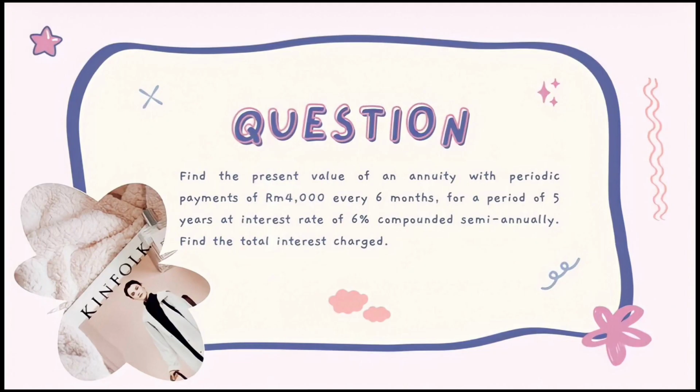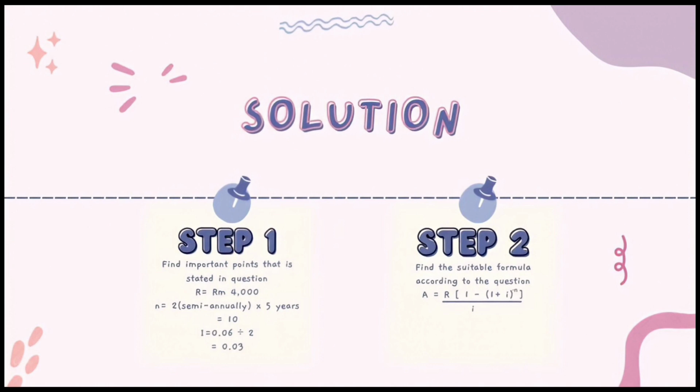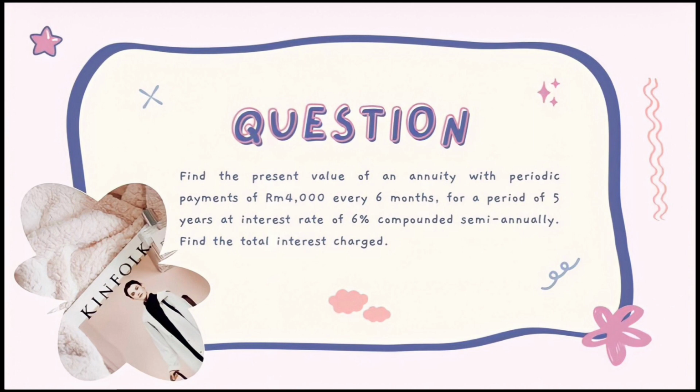The question is, find the present value of an annuity with periodic payment of 4,000 ringgit Malaysia every 6 months for a period of 5 years at interest rate of 6% compounded semi-annually. Find the total interest charge. For the first step, we have to find the important points stated in the question. Based on the question, we can identify that 4,000 ringgit Malaysia is the periodic payment. The interest rate is 6% compounded semi-annually for 5 years.